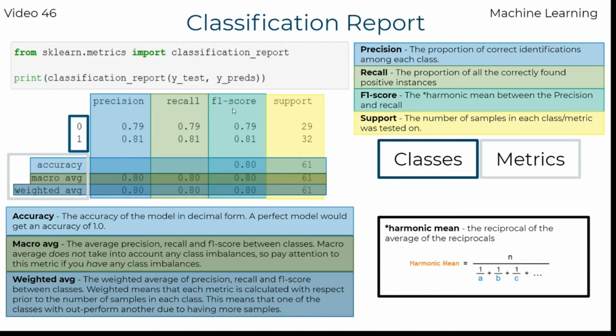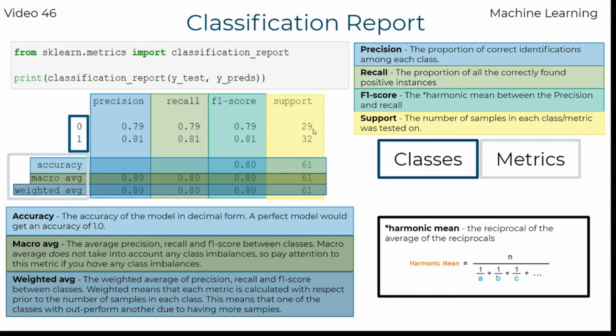Here we've got the F1 score. This is basically the harmonic mean of the precision and recall. The harmonic mean is the reciprocal of the average of the reciprocals, so a bit of math there. That is basically what it does, and there's a diagram down here that explains it. And then the last one up here is support, which is the number of samples in each class that was tested on.